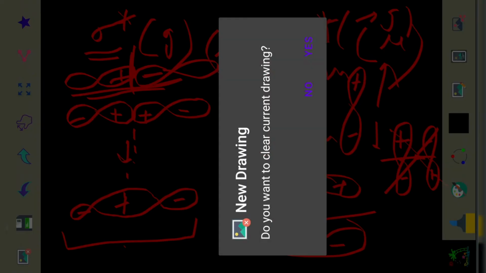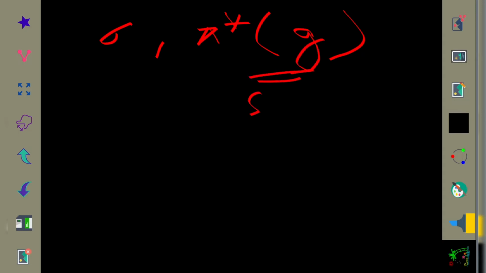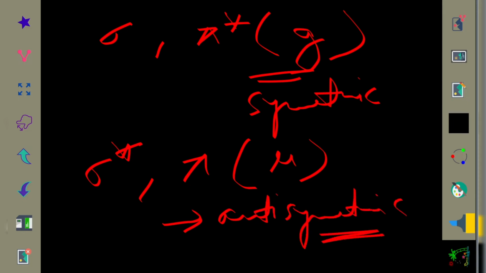So what we found over here is that sigma and pi star are gerade, that means symmetric, right? And sigma star and pi orbital are ungerade, that is anti-symmetric, right? So we have to mention g and u in the molecular spectroscopic term symbol for the electron which is filled in the last orbital. Okay, we have to refer with respect to that only.